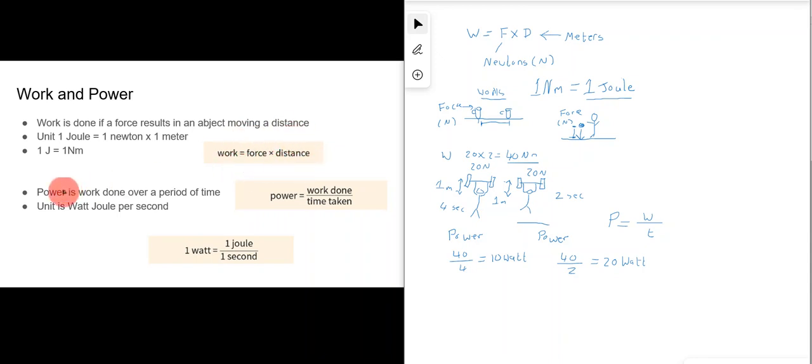Power is taking work and adding the time dimension. So power is work done over a period of time. The unit is the watt, which is a joule per second. So power is work over time. 1 watt is 1 joule every 1 second. So you're converting energy from one form into another.